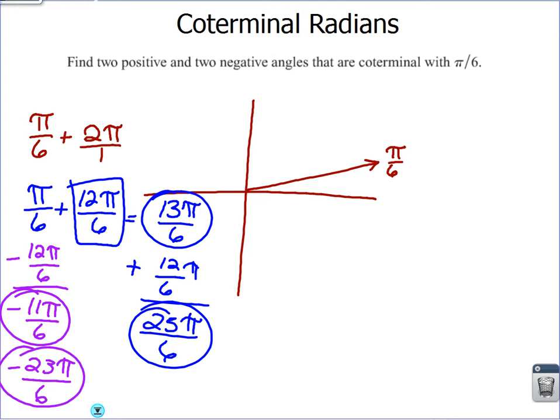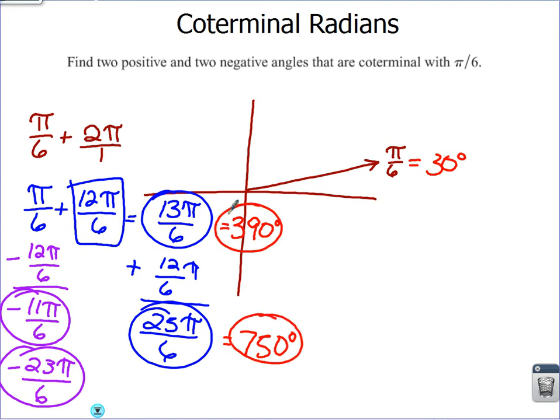And you can always check yourself. You can change these back to degree measures. We know that pi over 6 is 30 degrees. And we could go back here and change this back to degrees. This is 13 30s. You see that pi over 6 is 30 degrees. 13 30s would be, does anybody know that right off the top of your head? 390. Good. 25 30s. That'll be 750.